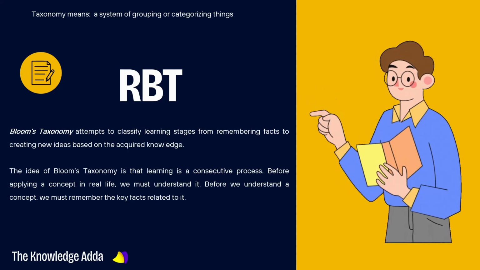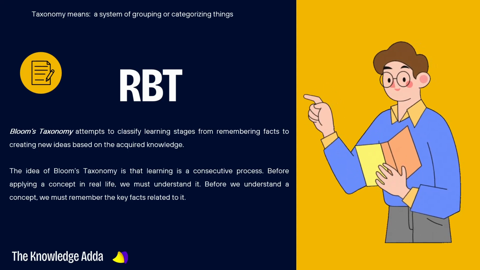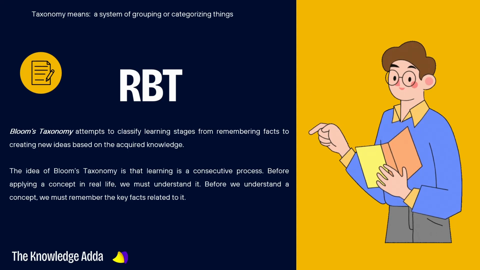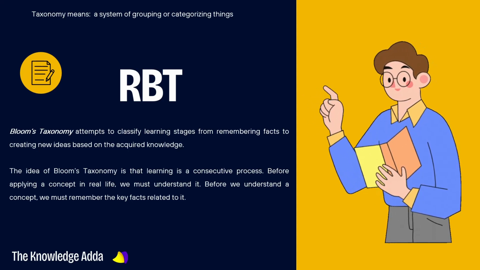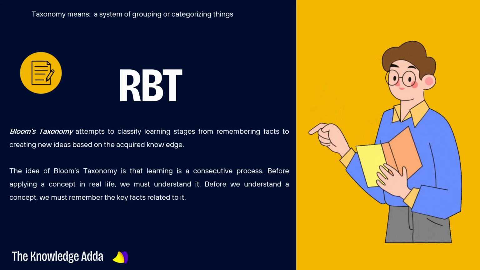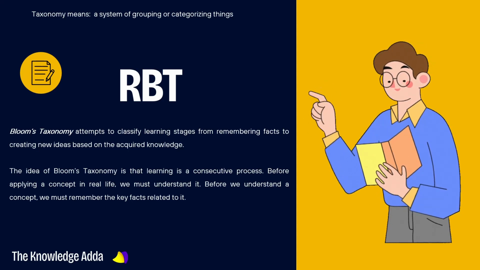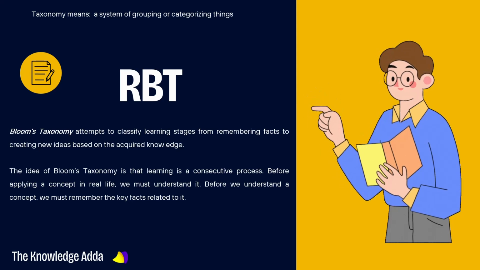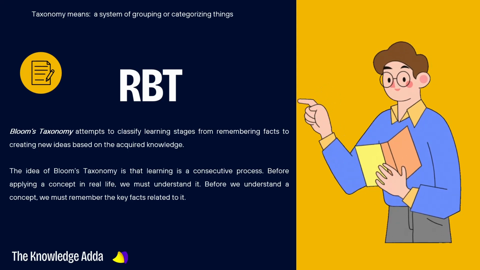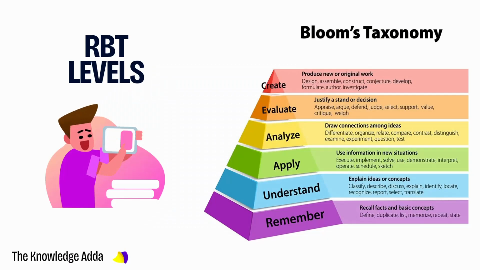Before applying a concept in real life, we must understand it. Before we understand a concept, we must remember the key facts related to it. Means, firstly we have to remember, then understand, then apply, then analyze, then evaluate, then create. So basically, six stages of revised RBT levels: remember, understand, apply, analyze, evaluate, and create.